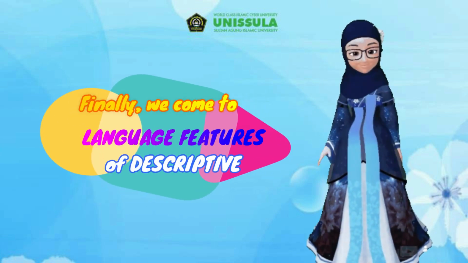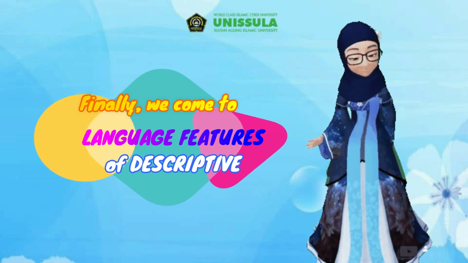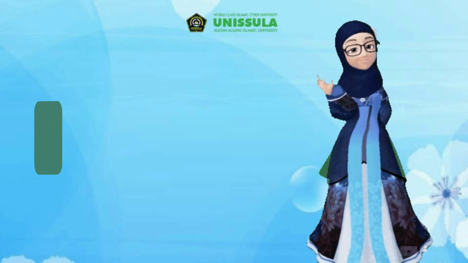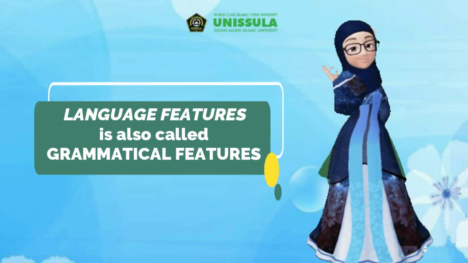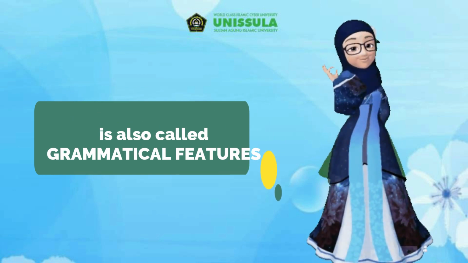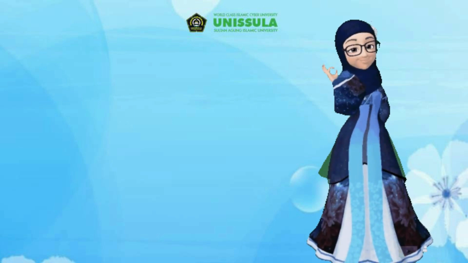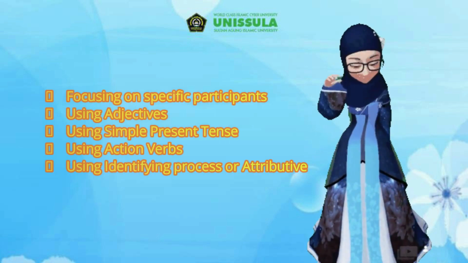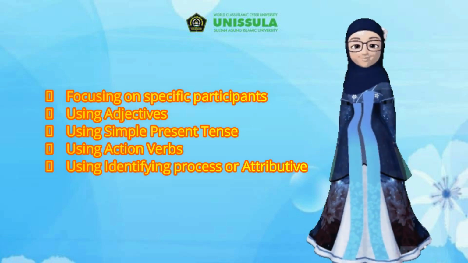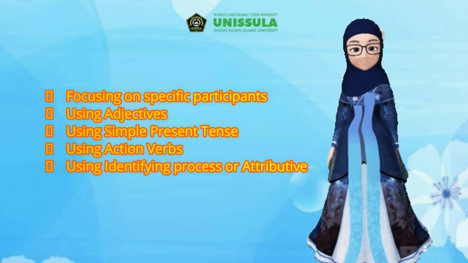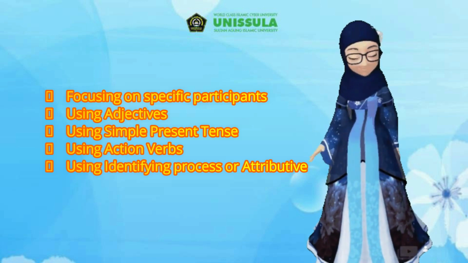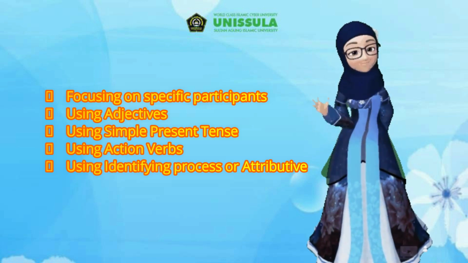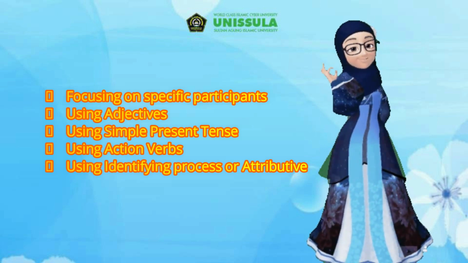And now we come to the language feature, which is sometimes also called the grammatical feature. When we talk about the language feature of a descriptive, the first is specific participant. Secondly, using adjectives. Thirdly, using simple present tense. The fourth, using action verbs. And then the fifth, using identifying process or attributive.